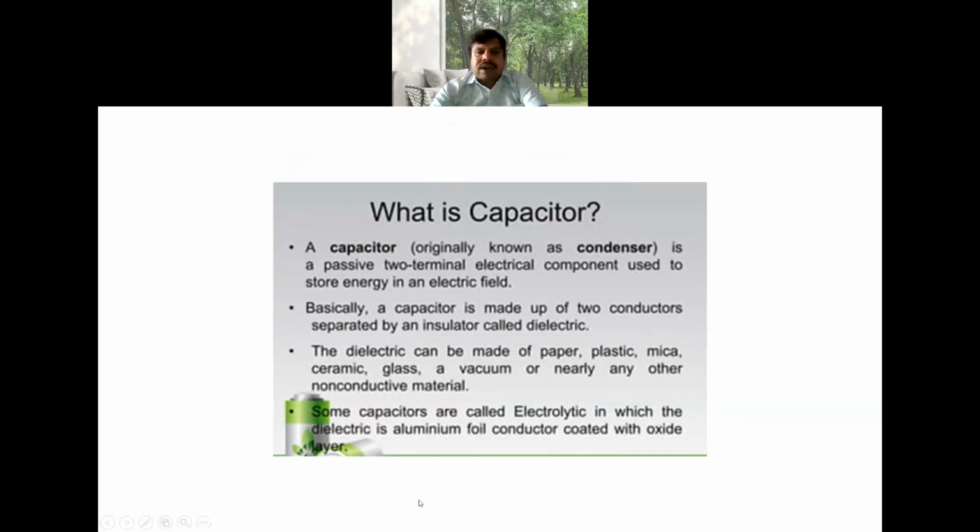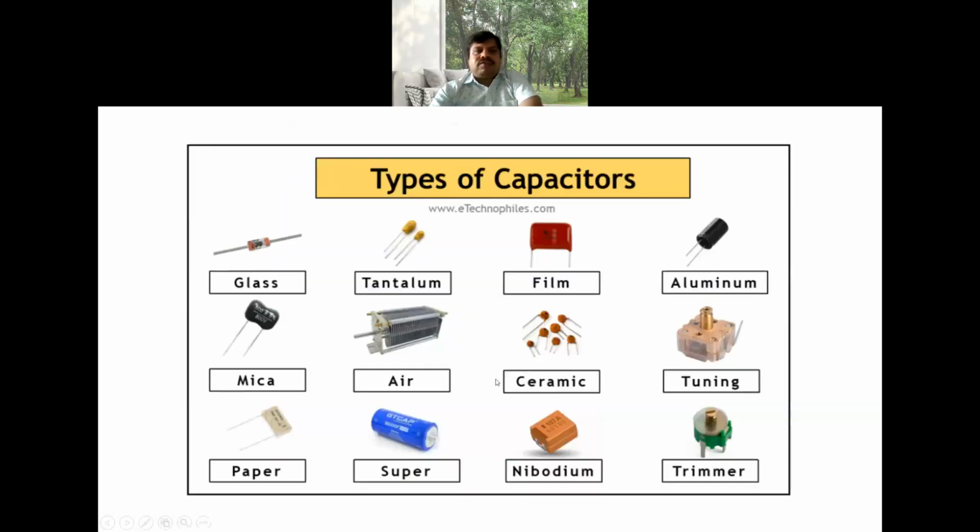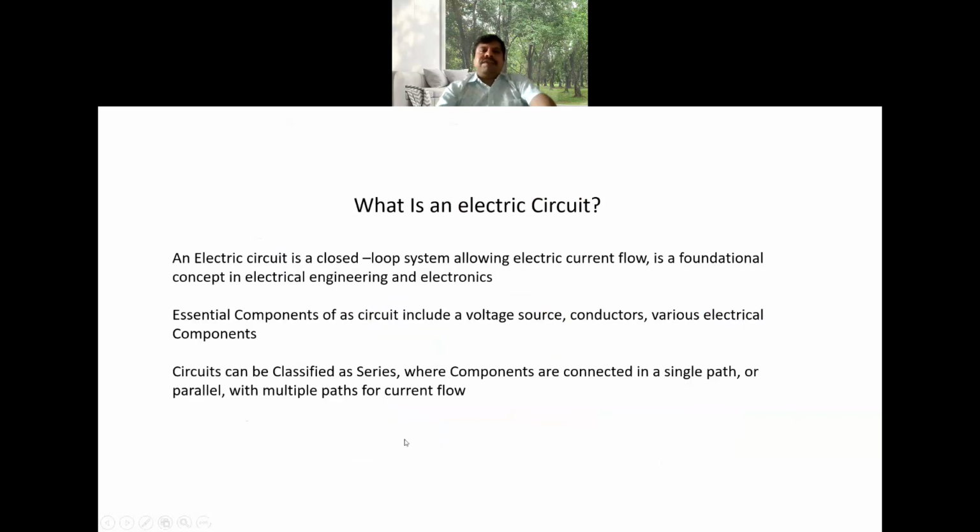Okay, some capacitors are called electrolytic, in which the dielectric is aluminum foil conductor coated with oxide layer. Okay, so this figure shows different types of capacitors: glass type capacitors, tantalum, film type, aluminum type, mica type, air type, ceramic, tuning, paper, supercapacitor, niobium capacitor, etc. All these are types of capacitors.